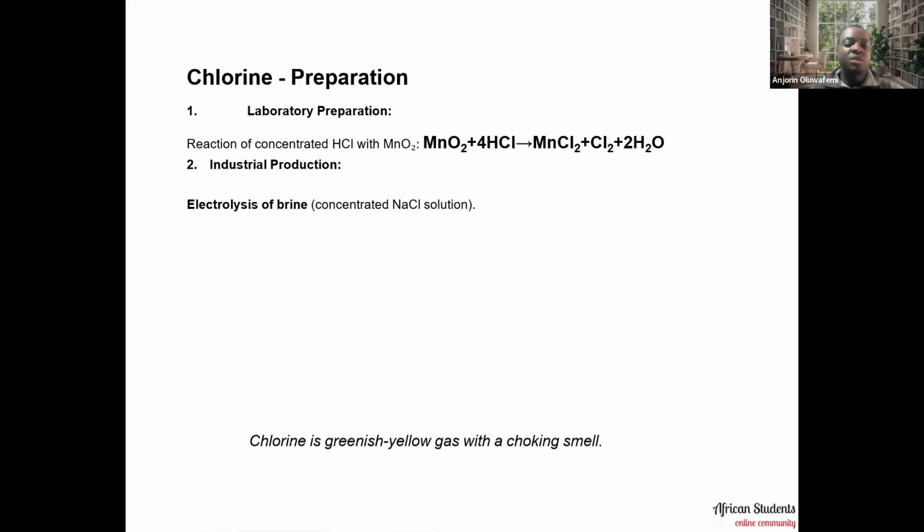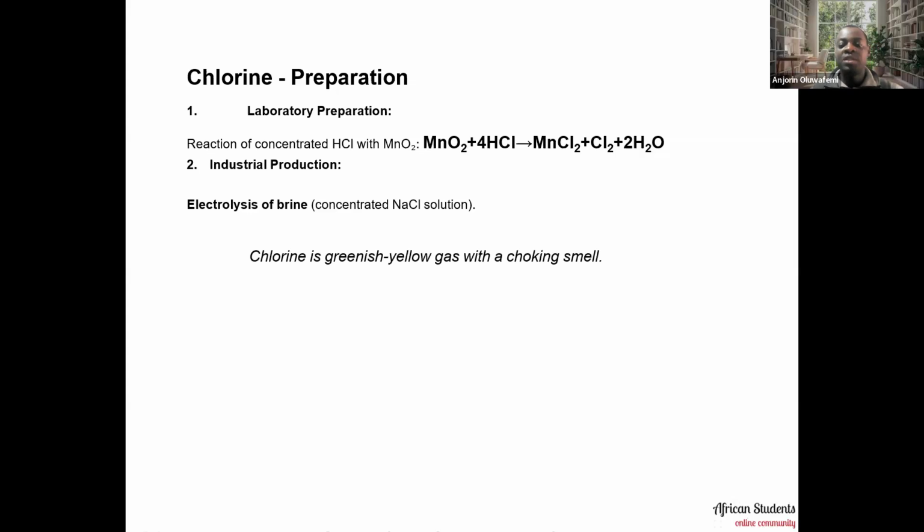In the laboratory, chlorine is prepared by the reaction of concentrated HCl with MnO2. So when you react MnO2 with concentrated HCl, you have chlorine being produced in the laboratory. Industrially, chlorine can be produced through the electrolysis of brine, which is concentrated NaCl. So when you make brine go through electrolysis, industrially, we can produce chlorine.